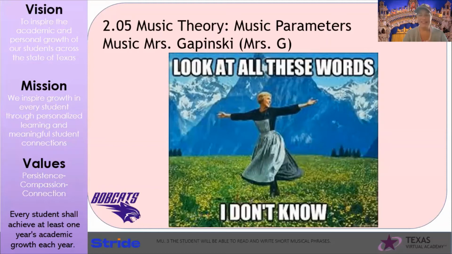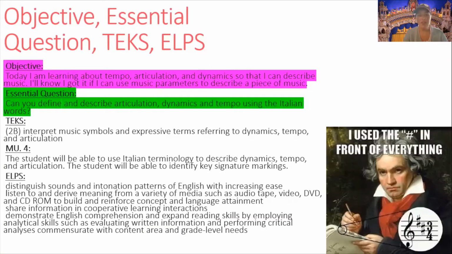Hi class, this is the last video of Unit 2. This is 2.05 parameters. So music parameters, this is how we're going to describe the music. At this point we've talked about the building blocks and how to build it, but now we're going to learn how to describe it. So we're going to be learning specifically about tempo, articulation, and dynamics so that you can describe a piece of music.